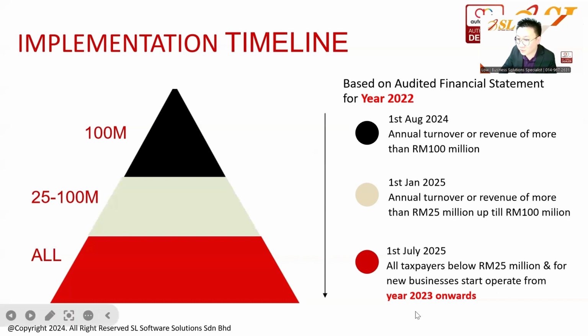And the last batch is for those new businesses set up in year 2023, and also their business below 25 million. This one is next year, July. So altogether it breaks into 3 stages. Part 1, I already covered everything, so I already explained the scope of invoicing. In part 2, I will move into detail on how we submit the invoice and get validation before we send to our customer. After we get validation from the LHDN server, then only we send to our customer, in part 2.